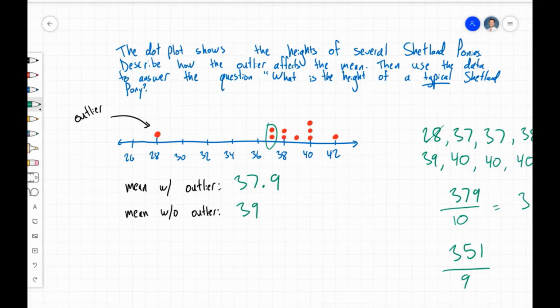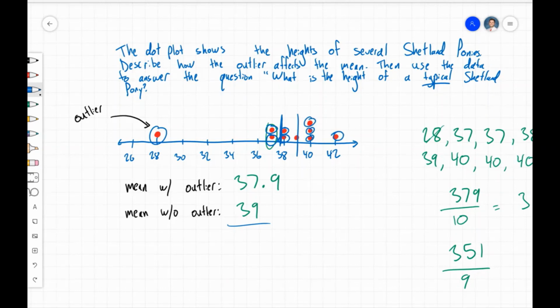We can actually see that on our graph: 37.9 would be over here, meaning that only 3 of our 10 ponies are less than that mean. So the mean isn't really in the middle. Whereas if we look at our mean when we don't include the outlier, that gives us a mean of 39. When we group it that way, you have 1, 2, 3, 4, 5 points that are to the left of our mean, and 1, 2, 3, 4 points that are to the right of our mean, which seems to be doing a better job.